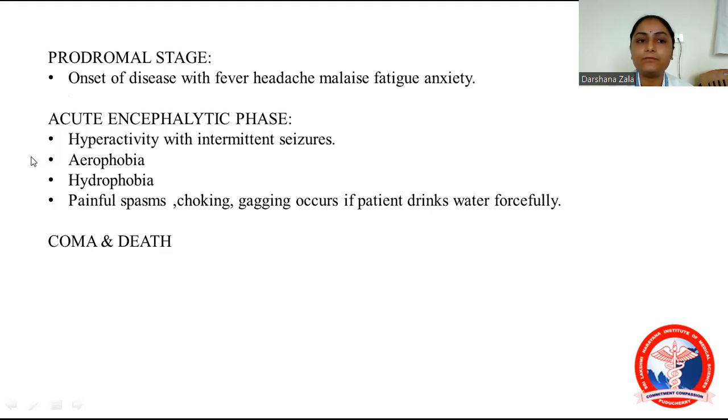It means a fear of flying air. Hydrophobia, painful spasm, choking, gagging occur when we give forceful water to drink to the patient. The patient will develop painful spasm, choking, gagging, and ultimately it will result in coma and death.